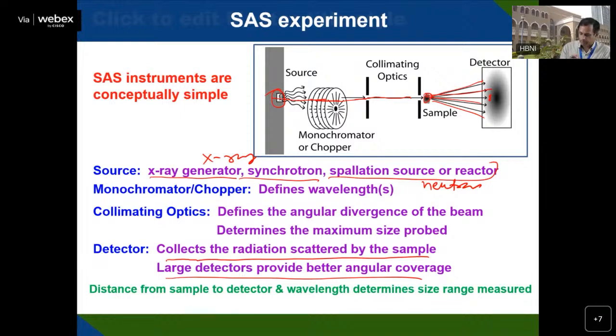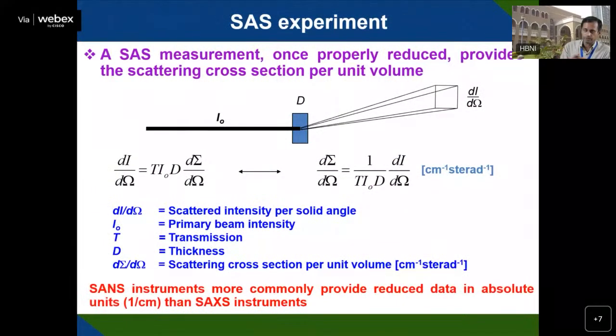The distance between the sample and detector, together with the wavelength, determines the size range measured. Whatever size you may want to measure is mainly decided by the sample to detector distance as well as the wavelength. The instrument's capability is decided by how far the sample and detector are, as well as the wavelength of the particular instrument we use.